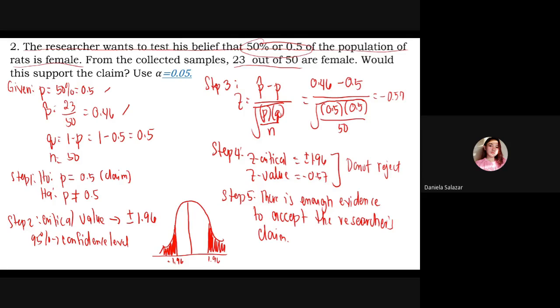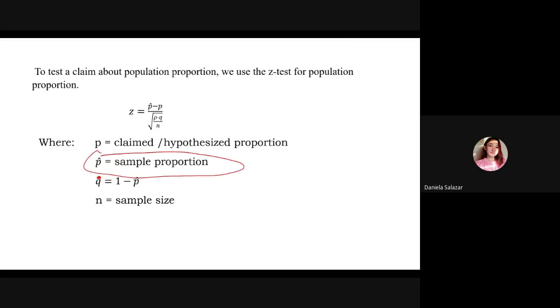Sir, pwede pong pasabi yung mga meaning po ng symbols. I think this one, nandito siya. Ito ba? Thank you, sir. Thank you po. Population. Itong P, population proportion, yung may parang hat, sample proportion.